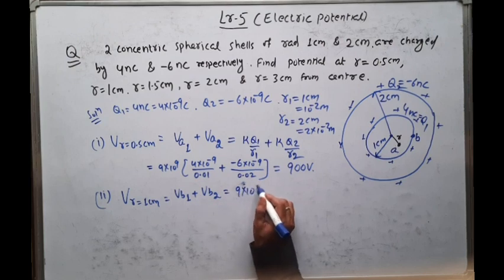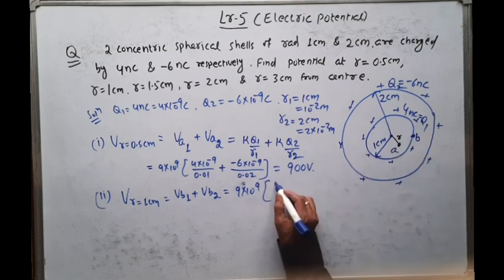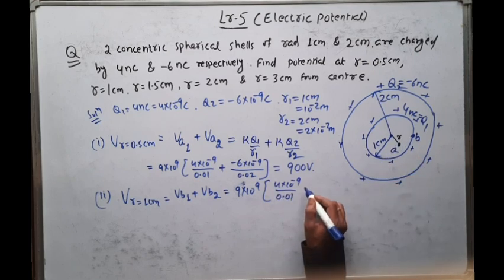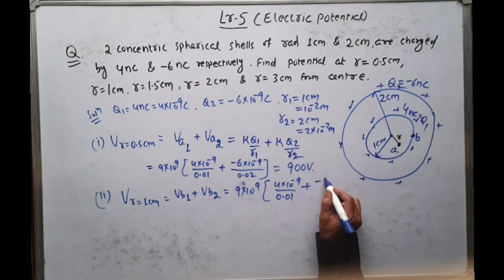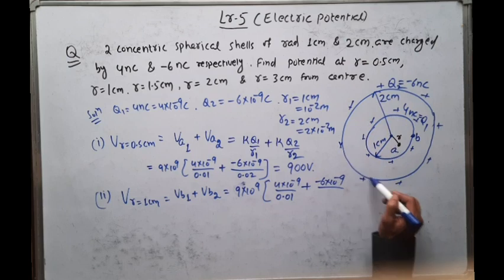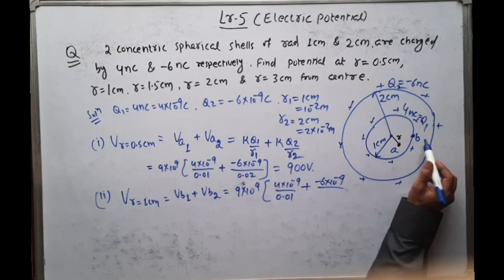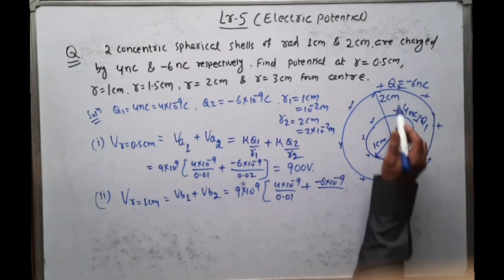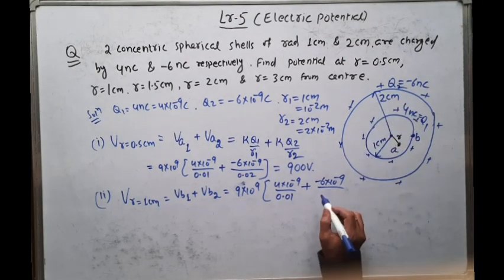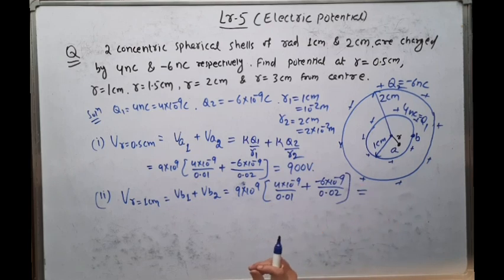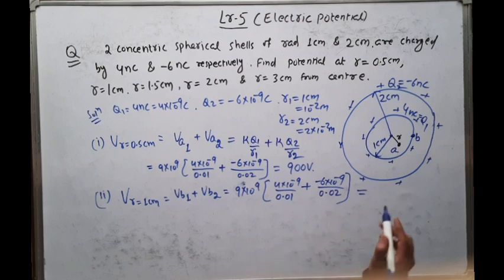K is 9 into 10 to the power 9, Q1 is 4 nanocoulomb divided by, this is on the surface, what is the radius? 0.1 centimeter, plus Q2 is -6 nanocoulomb. And you see this point B is an internal point for this outer sphere. For a sphere the potential on the surface is equal to the potential at an internal point. So the potential at internal point B is the same as the potential on the surface. What is the potential on the surface? K Q2 by the radius. The radius is 2 centimeter, 0.02 meter. So just calculate this. I think you will get 900 volt.